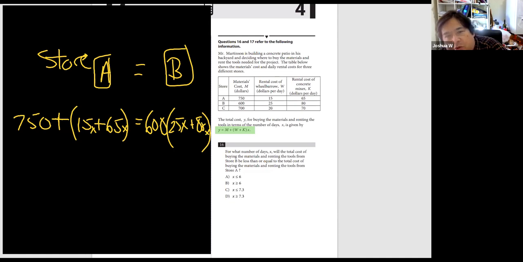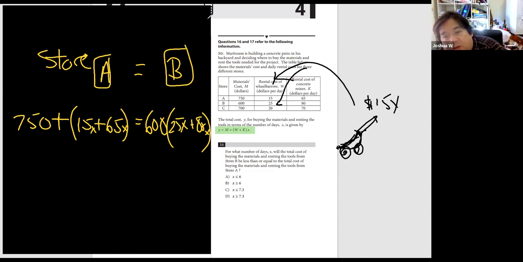So you go to a store and they have, here's supposed to be a wheelbarrow. It's more like a carriage. So there's a wheelbarrow, you can rent this and they'll charge you 15 bucks a day at store A. So that's for the 15x there. Or if you go to store B, they'll charge you $25.